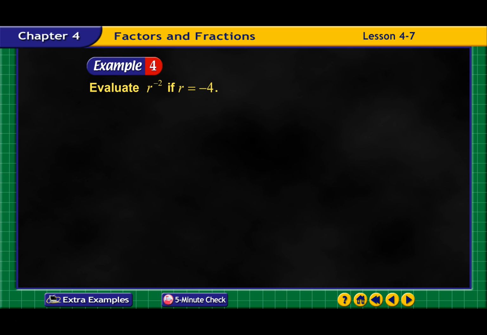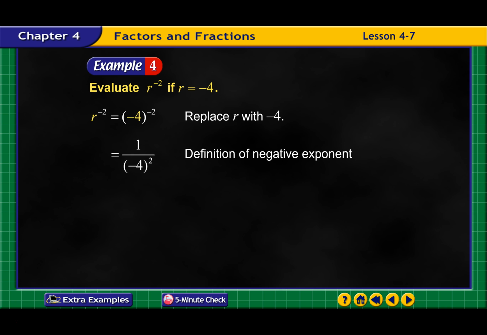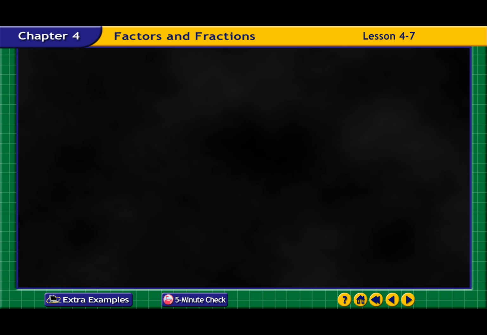All right, evaluate r to the negative second if r is negative 4. All right, so first we're going to replace r with negative 4. So negative 4 to the negative second. So we're going to flip it first so that we can do the multiplication down there. Negative 4 times negative 4 is going to be positive 16, since it's an even exponent. If it's even, then it's going to stay positive. If it's an odd number, then this would be a negative number. So 1/16. You try.